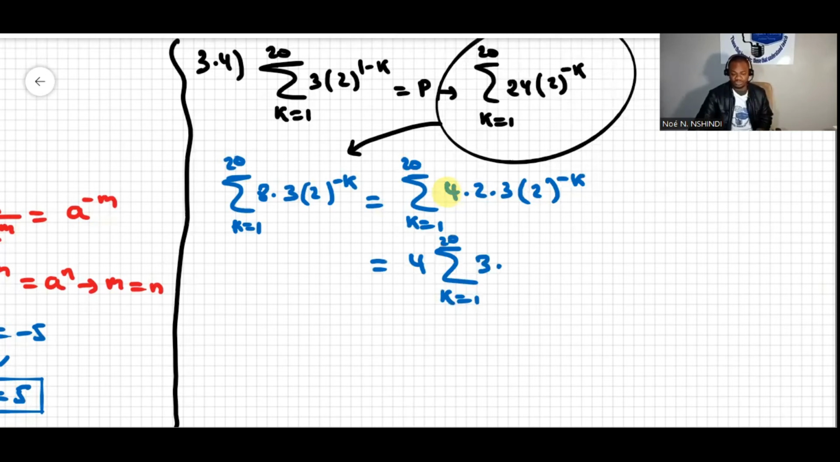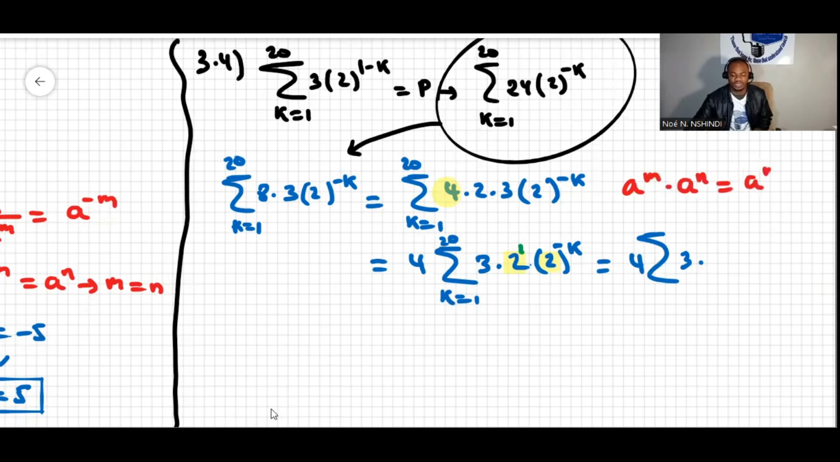2 times 3, something as 3 times 2, and then times 2 to the power of negative k. And now this can be written as 4 times the sum of 3 times 2 to the power of 1, okay? And then we can compare that the bases here are now constants. When we have same bases, we add exponents. The law of exponents says a to the m times a to the n equals a to the m plus n. So in this situation, we're going to combine the exponents. I'm just going to write 2 there, and then it's going to be positive 1 minus k.